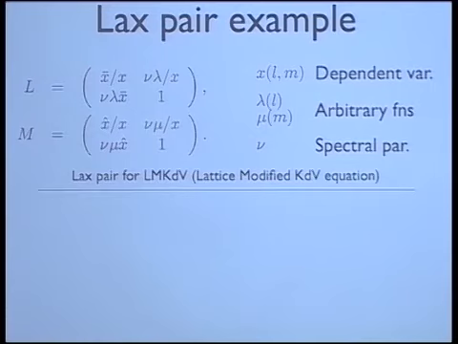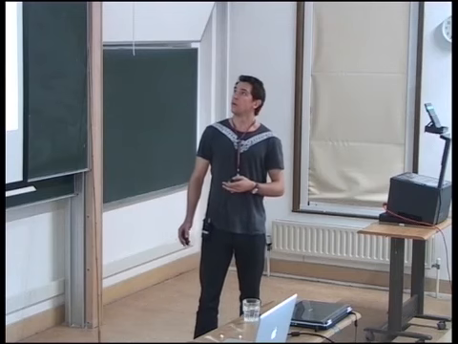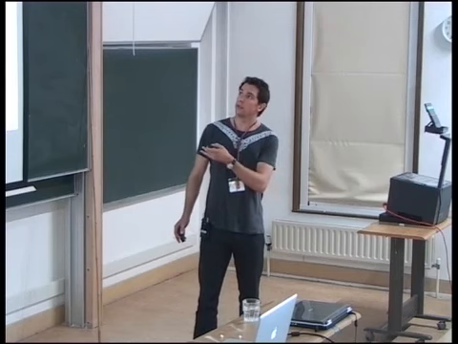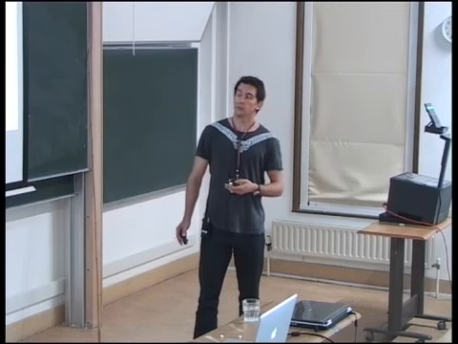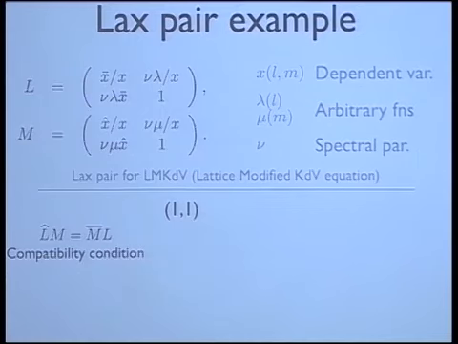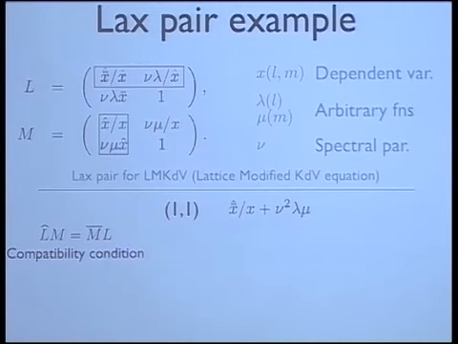At the moment, it kind of seems to just cancel out, but in the second half of the talk, the spectral parameter nu will be vital. So we associate L and M with the lattice modified KdV equation through the compatibility condition. Let's look at the 1-1 entry. I even put boxes on these things. I know you know how to multiply matrices, but I want the people who are not familiar with this tune to be able to sing along.